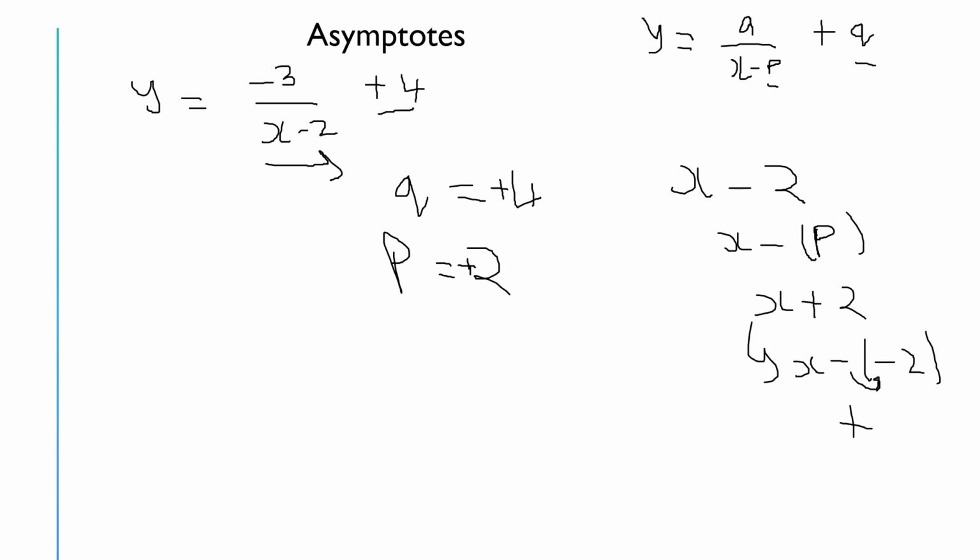But if it's given to us here as X minus 2, therefore we know P must be a positive value. Just be careful of that. With Q, it always comes back as it is. If it's negative 3, it will come back as negative 3. That's Q. But P, the sign must change.